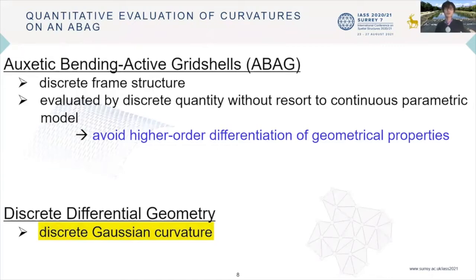Since the ABAG is modeled as a discrete frame structure, it is effective to evaluate the amount of convexity and concavity of the curved surface of the ABAG as a discrete quantity without resort to a continuous parametric model of the surface. It leads to avoiding higher order differentiation of geometrical properties. Here, we introduce the discrete Gaussian curvature defined in discrete differential geometry. Discrete curvatures compute the curvatures at nodes on a polyhedral surface.